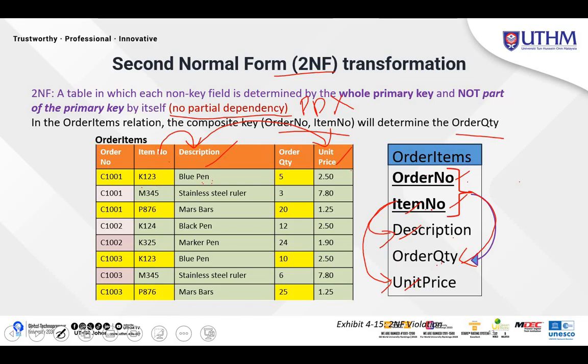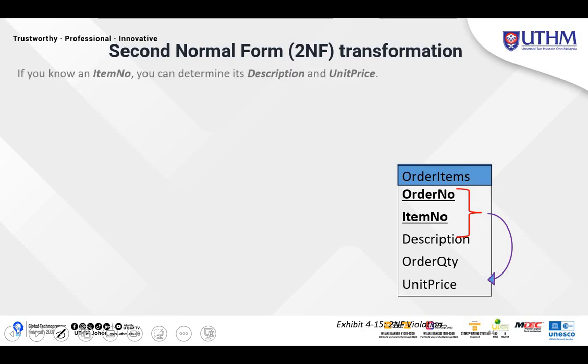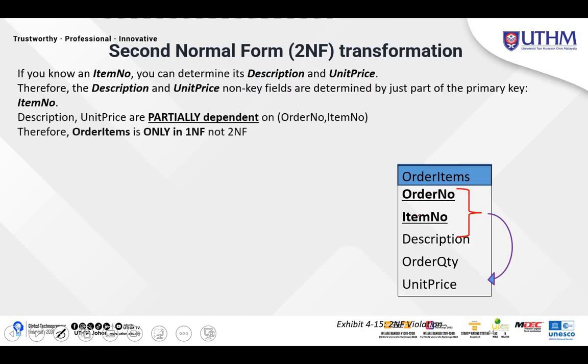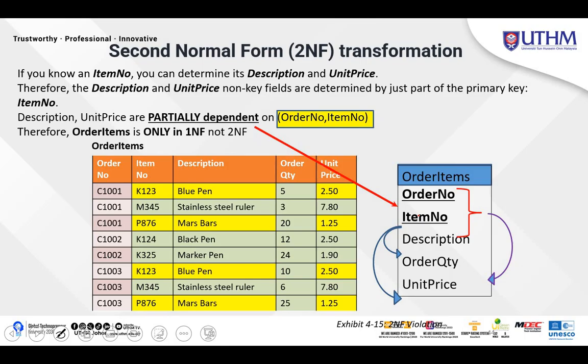partial dependency. We should remove partial dependency. The same goes for this table here. In this table, order number and item number must be together to determine the order quantity, but to determine description and unit price, item number alone can determine. We don't have to go together with order number. So we need to split this table again into two tables. First step, split the table. Already explained about this part. So we split the table.